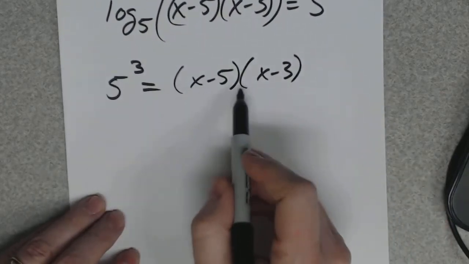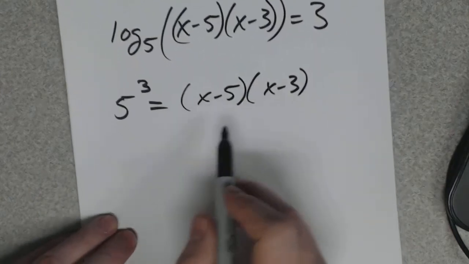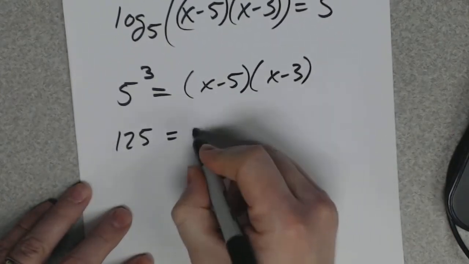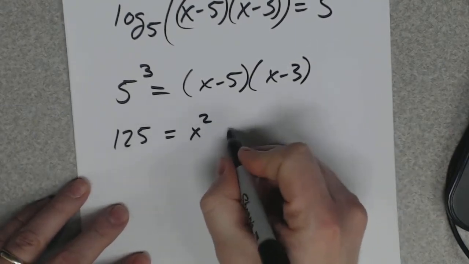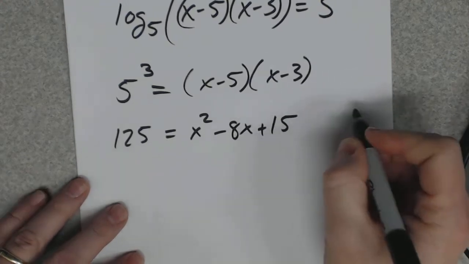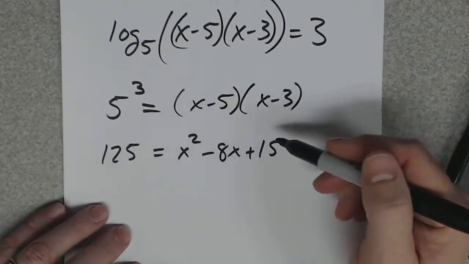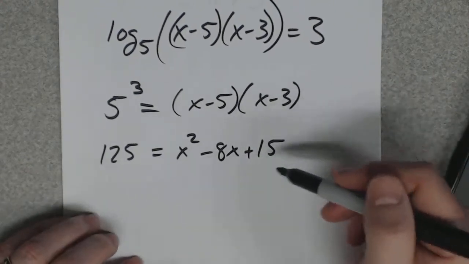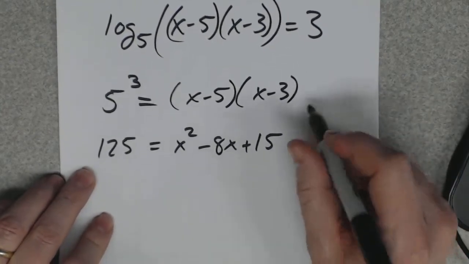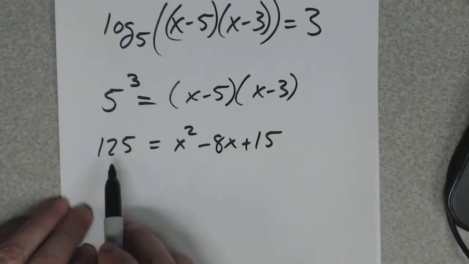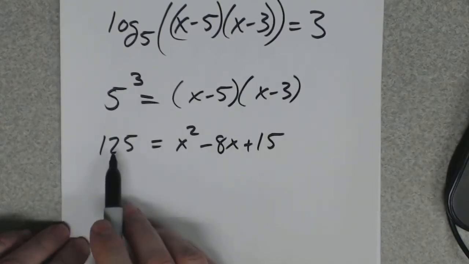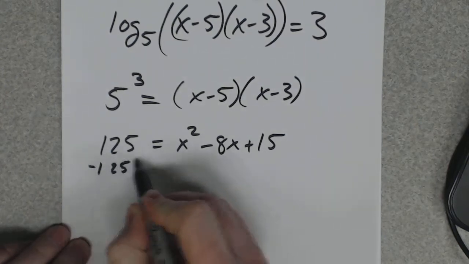Now, multiply. Let's clean this stuff up. Right? 5 cubed is 125. This would be x squared minus 8x plus 15. Just multiply it all out. We've done these. This is solving a quadratic equation. And remember, to solve a quadratic equation, there must be a 0 over here. And when you do have a 0, you can use the quadratic formula. So I'll move this off.